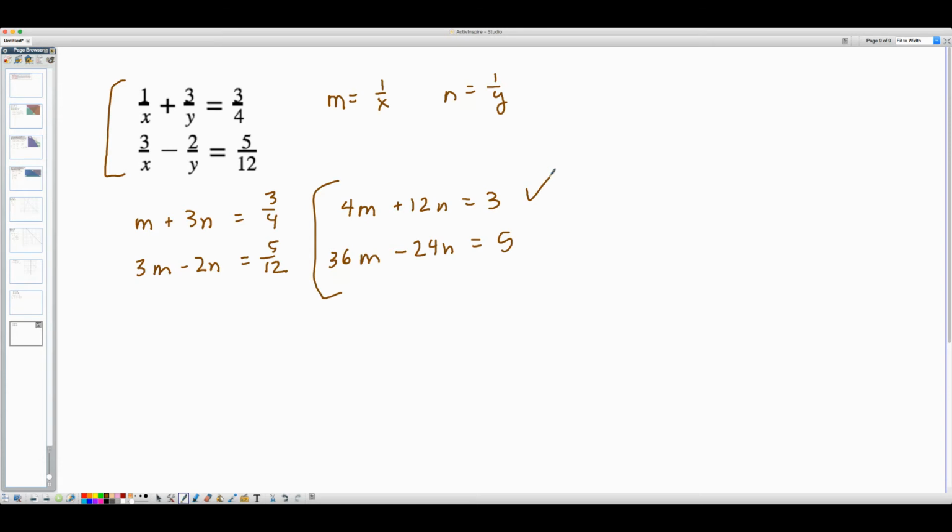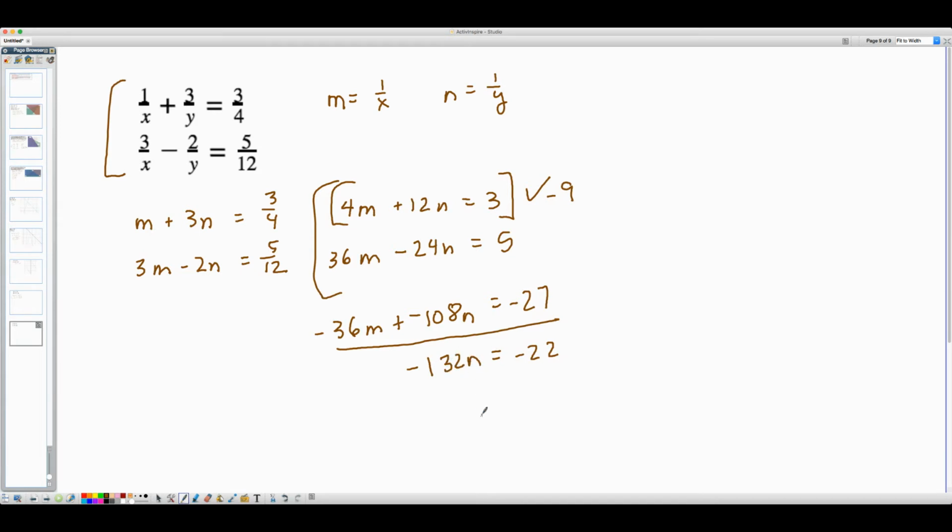I think I'll multiply this top equation by -9. If I do that, that will get rid of my m values. So I have -36m plus -9 times 12, which is -108n, is equal to -9 times 3, which is -27. When I add these together, I get -22 is equal to -132n. So I can solve for n.